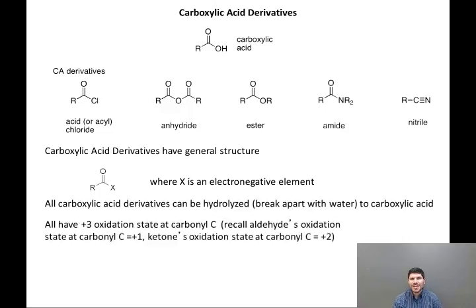And the next part of the definition is all of them have a +3 oxidation state at the carbonyl carbon. Okay, so 2 bonds to the carbonyl oxygen and then 1 more bond to the X group gives you 3 bonds to more electronegative elements, and therefore they have a +3 oxidation state. The nitrile also has a +3 oxidation state because there are 3 bonds to the more electronegative nitrogen atom. Okay, recall that for a ketone, the oxidation state of the carbonyl carbon is +2, and for an aldehyde, the oxidation state of the carbonyl carbon is +1.